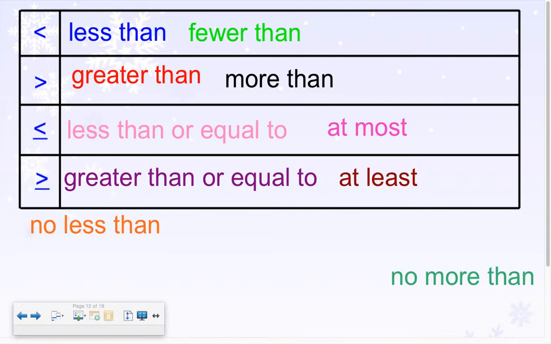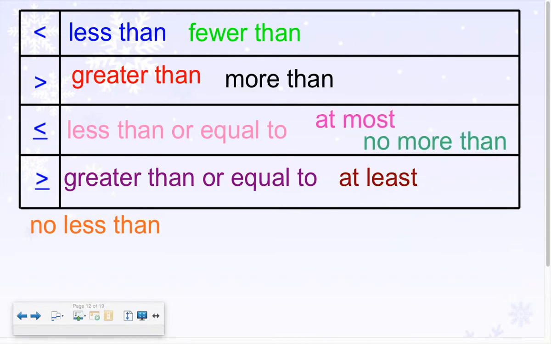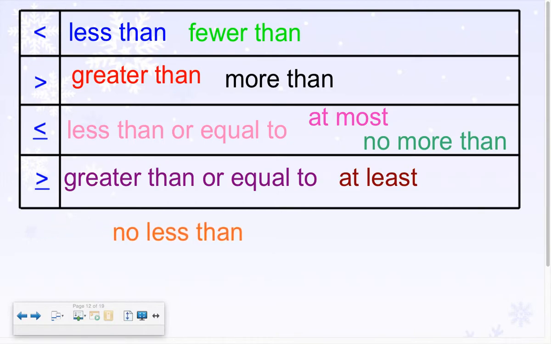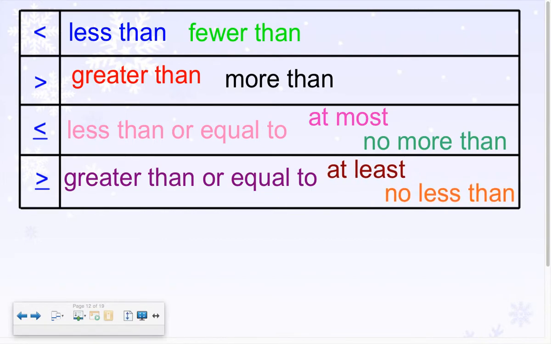Then we've got no less than and no more than. If I say I have no more than 10 students in my classroom, that means I have 10 or fewer students, which would be less than or equal to, so no more than. And if I have no less than 10 students in my classroom, I have 10 or more. So those are a little confusing, but we'll use them throughout the lesson to help us practice them more.